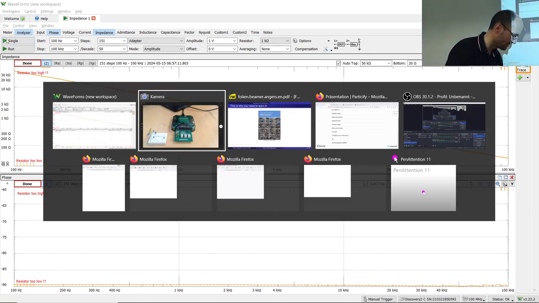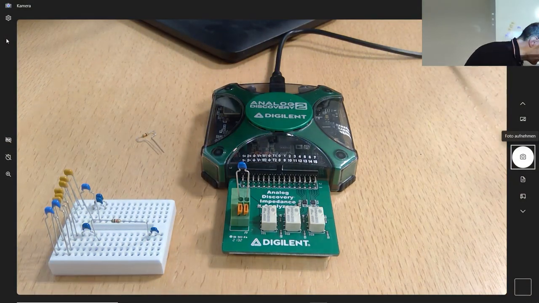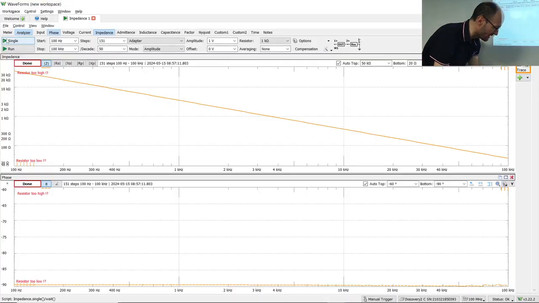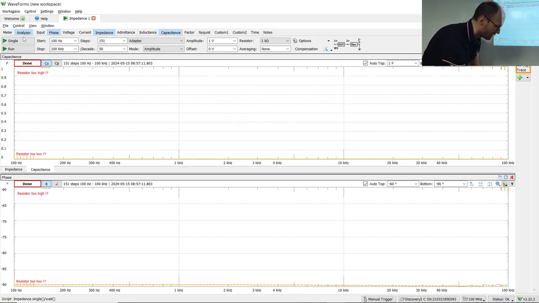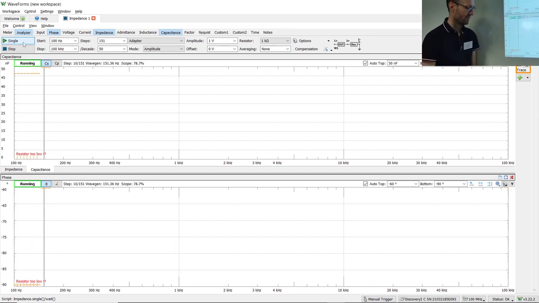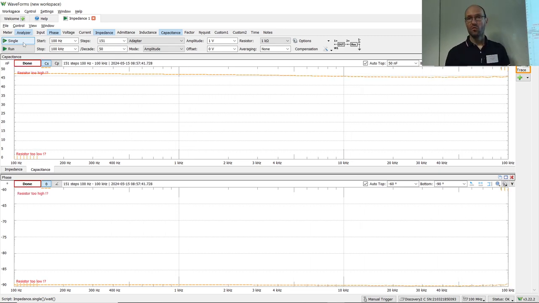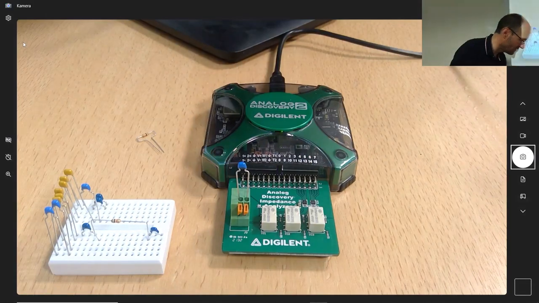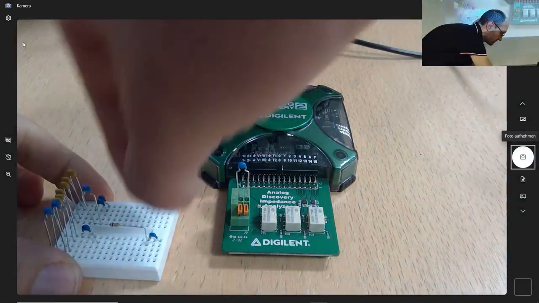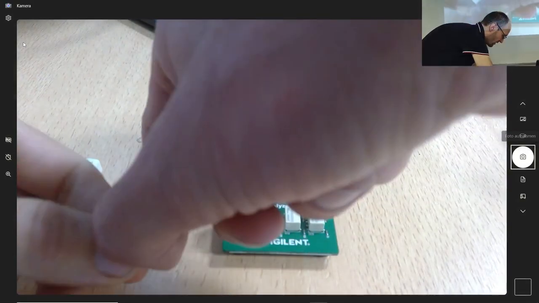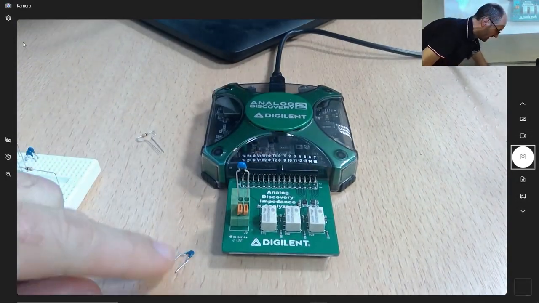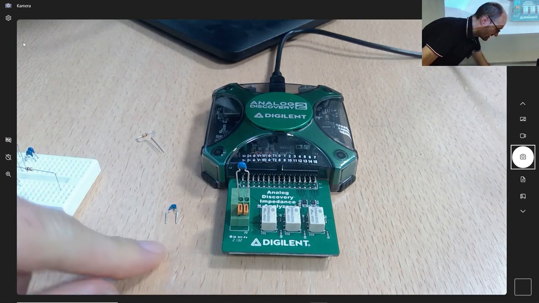So let's switch back to the camera. And before switching back to the camera, of course, I can also measure capacitance here. So I switch to this capacitance mode. I just click run once again, and then we can see this is a 47 nanofarad capacitor. Okay, so I have another capacitor here, which is this one, and this should be a 100 nanofarad capacitor.